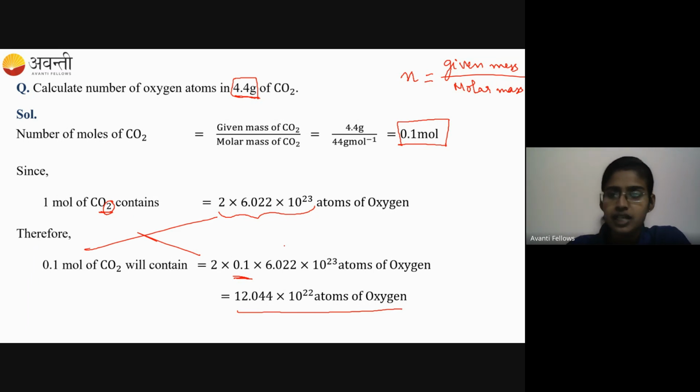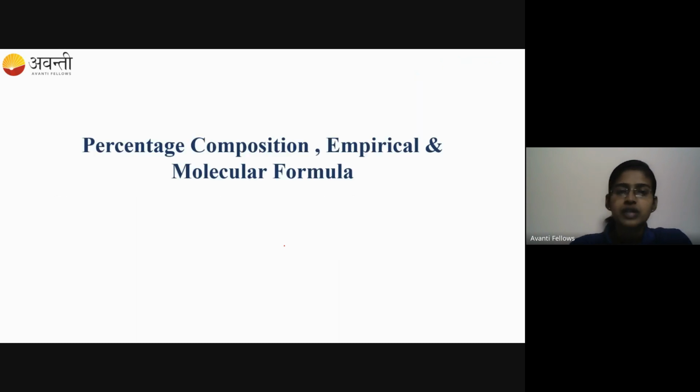Is this clear for all? Will you all be able to find out the answer for such kind of question? Yes? Very good. Now let's move on to the next topic, percentage composition, empirical formula and molecular formula calculations.